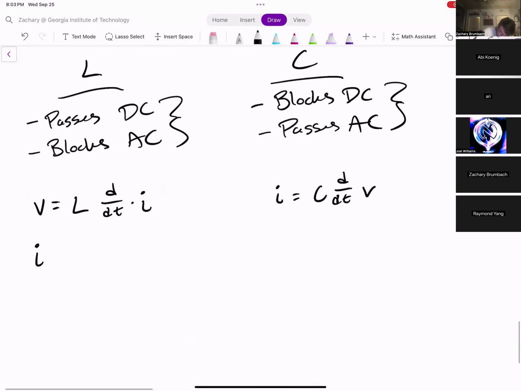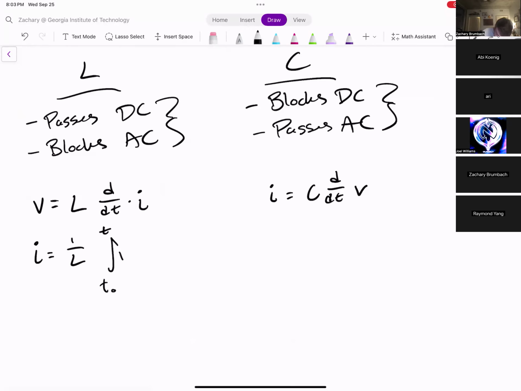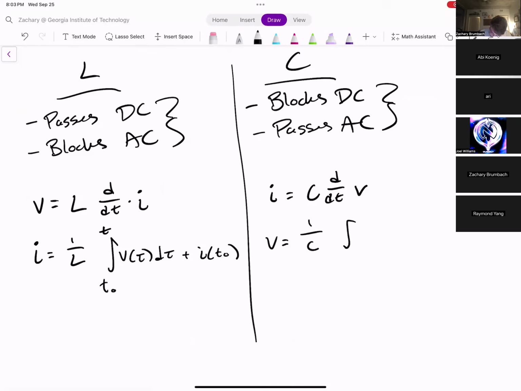And here I is defined as 1 over L times the integral from t naught to t of V of tau d tau, plus my initial condition, which is I of t naught. And here my voltage is defined similarly as 1 over C times the integral from t naught to t of I of tau d tau, plus V of t naught.